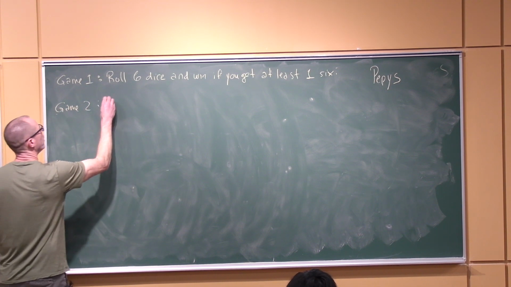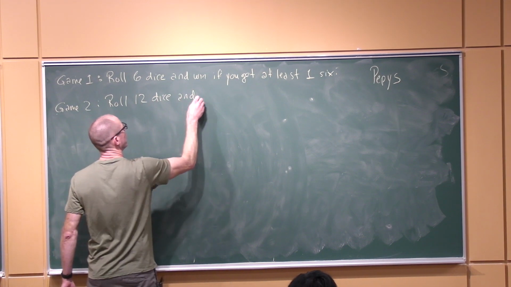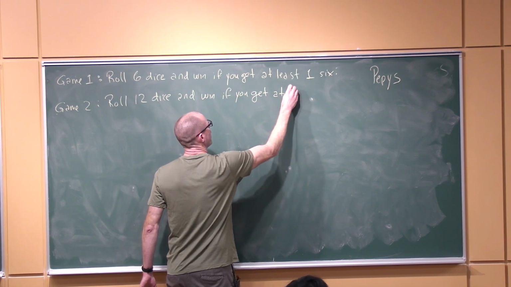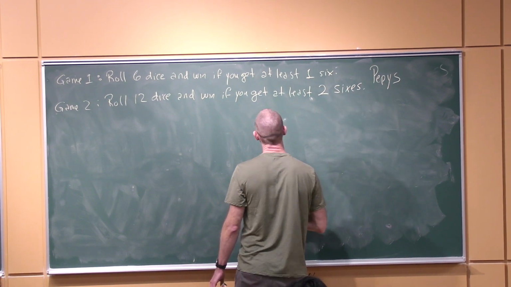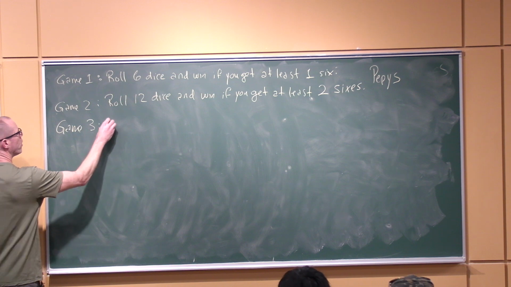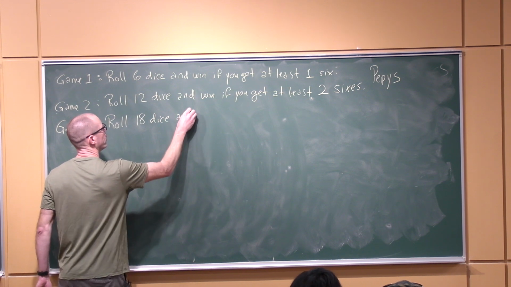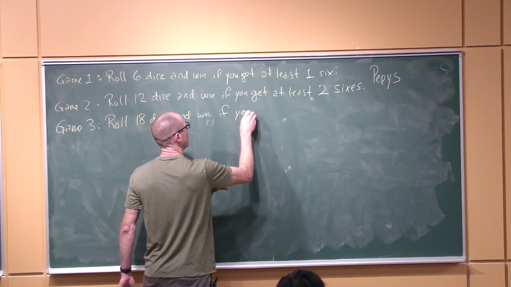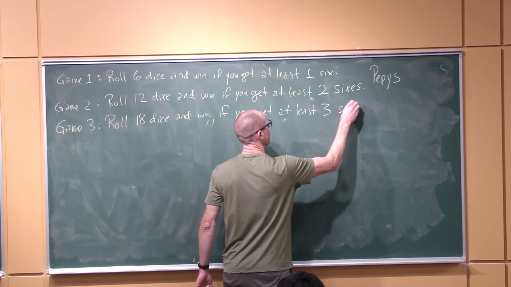Game 2 is roll 12 dice and win if you get at least 2 6s. And game 3, you may be able to guess what it is by now. You roll 18 dice and win if you get at least 3 6s.